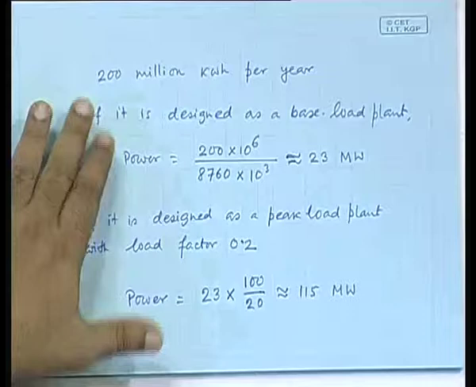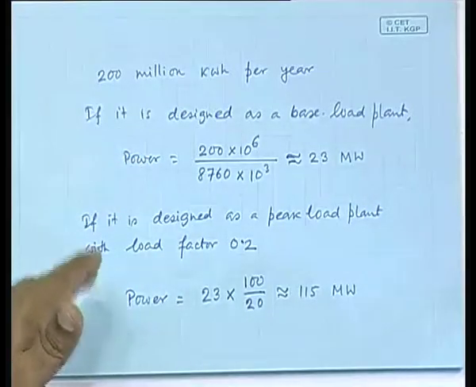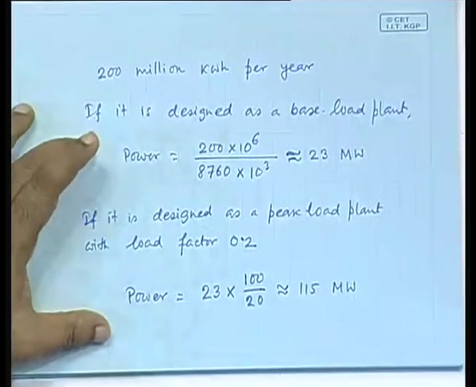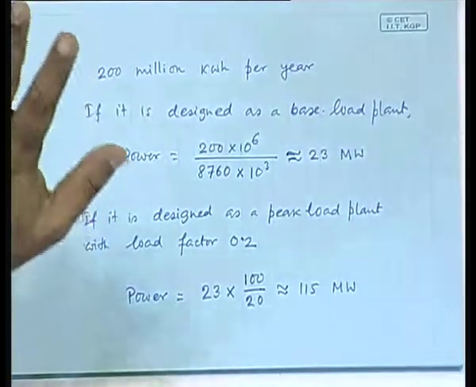That is why, even though the power capacity necessary for a peak load plant is so much larger, we still use most of the hydroelectric plants as peak load plants. That means, these are run only during a part of the day, when the load goes to a peak. Only at that time are these hydroelectric plants run. But in the rainy season, they run all the time. Is that clear? That is how most of the power plants are run.